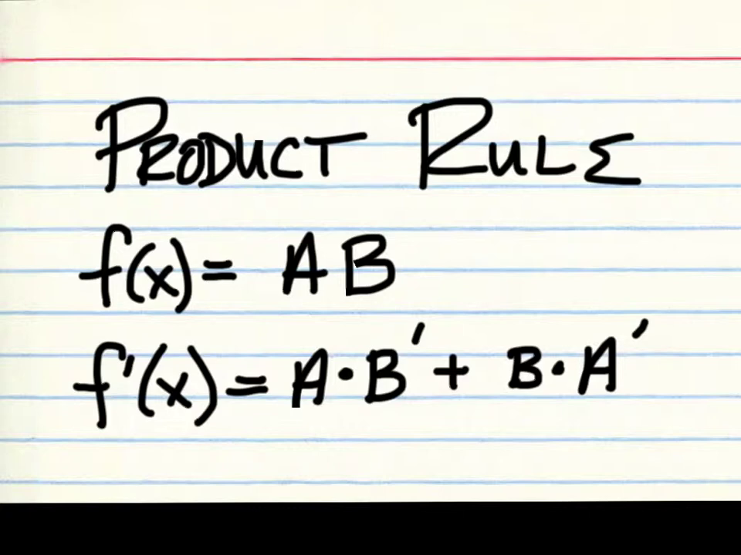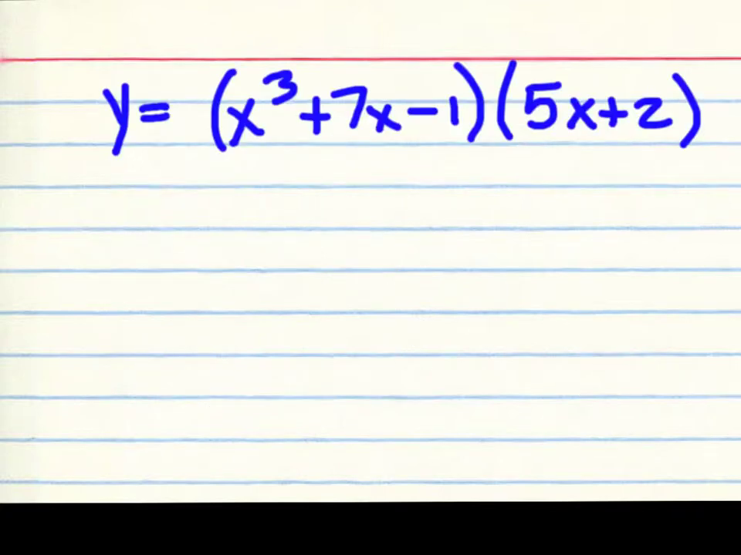So here's a problem we can try. I need a smaller marker. There we go. So if we want to find y prime, we can start with x to the third plus 7x and then minus 1 as it is. And then you're going to multiply that by the derivative with respect to x of 5x plus 2.